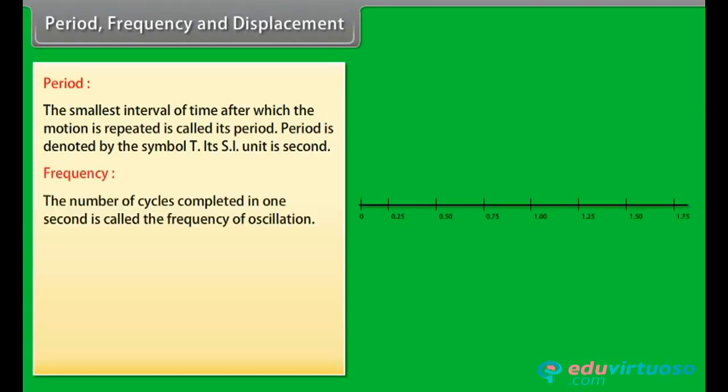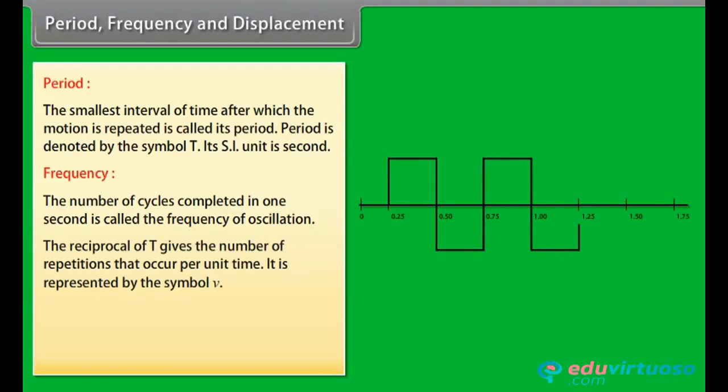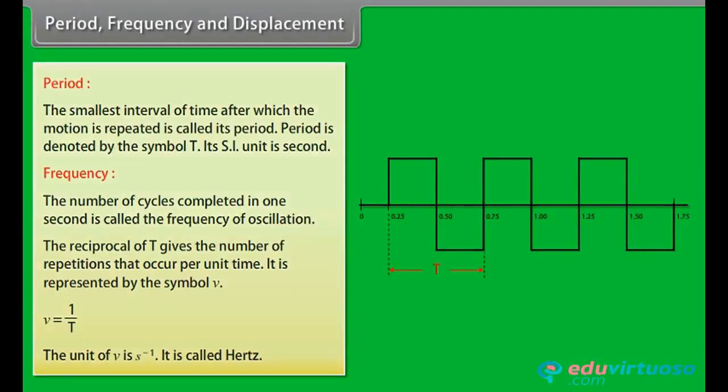Frequency. The number of cycles completed in 1 second is called the frequency of oscillation. The reciprocal of T gives the number of repetitions that occur per unit time. It is represented by the symbol ν. The relation between ν and T is ν = 1/T. The unit of ν is per second and is called Hertz.